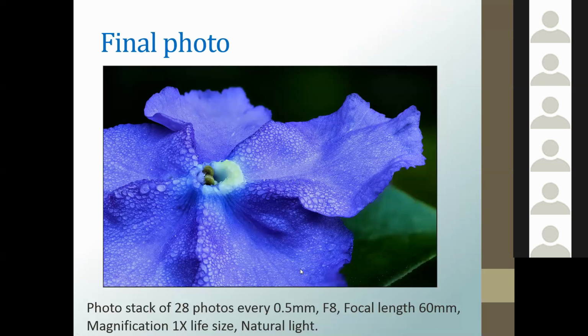I've used 28 photos here. I've moved the camera, in this case, 0.5 millimeter between each photo. I've used f8, which is fairly my sharp point on my lens. And I like to use natural light because everything then looks much more natural. And there's a magnification of about 1 times life size, which is not that difficult to achieve. Most macro lenses can do it. A 50 millimeter lens with extension tubes can get close to that. So it's not that difficult.